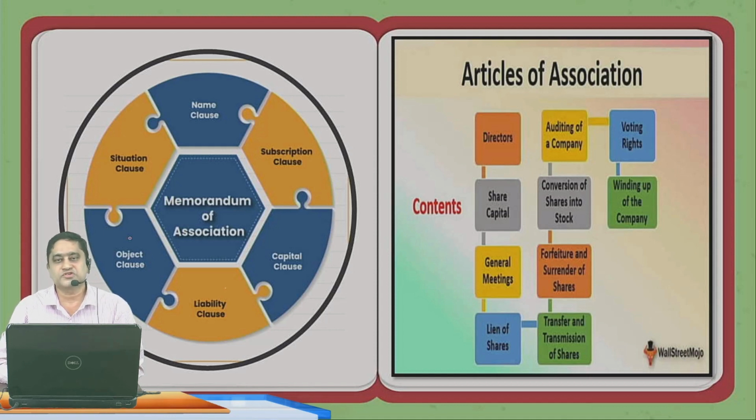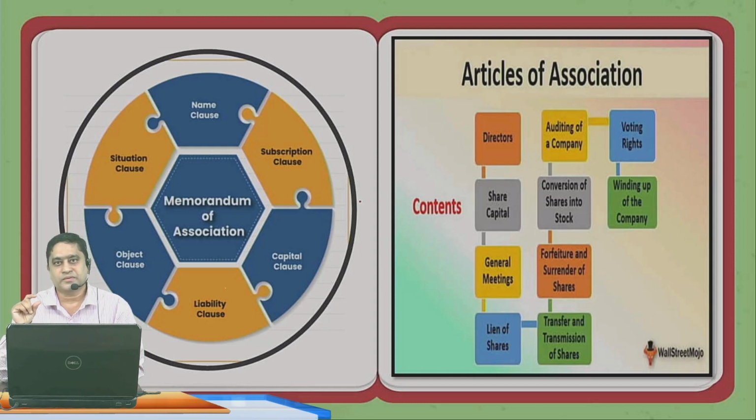Under the articles of association, the contents are: who are the directors, who would be the auditors of the company, what would be the voting rights, whether the voting would be done personally or through proxy or through digital voting, what type of share capital the company will be raising, how is the procedure of conversion of the share into stock, what are the procedures related to winding up of the company, whether it would be voluntary winding up or compulsory winding up, and what type of meetings the company would be holding, the general meeting or the statutory meetings or the extraordinary meeting, where the meeting would be held, and the procedure related to the notice and the agenda has to be mentioned.